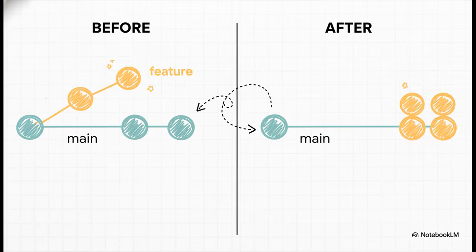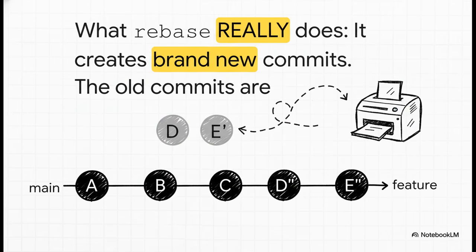And finally, the infamous rebase. The whole point of a rebase is to make your project history look cleaner and more linear. So instead of having a messy merge commit, the idea is that you take all the commits you made on your feature branch and you replay them one by one right on top of the latest version of the main branch. But here is the secret to rebase, the thing you have to understand.